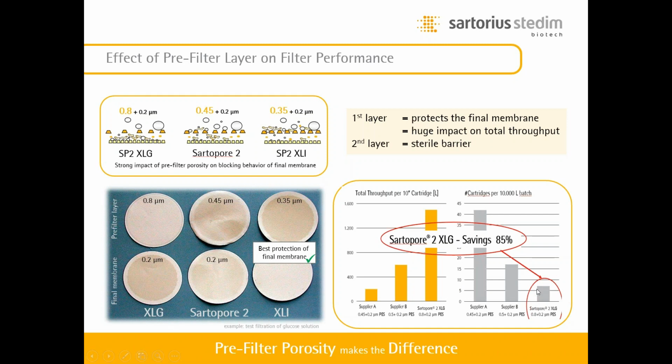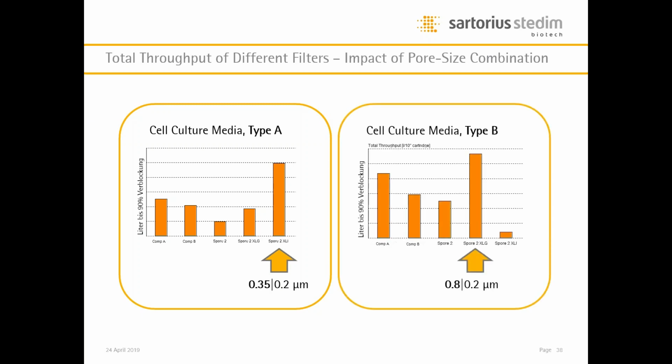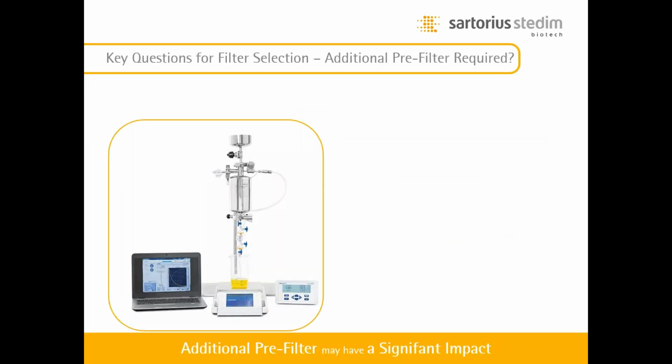So you see, there are enormous savings possible just by selecting and choosing the best filter or filter combination in the process. Here again, two examples. One with a culture media where the finer pre-filter layer was outperforming all the others, and here completely opposite, where the larger pre-filter membrane outperformed all the others. So to make a long story short, you have to perform those trials, and afterwards you will see the significant differences of the different filter types, and this can be used for optimizing the filtration process.